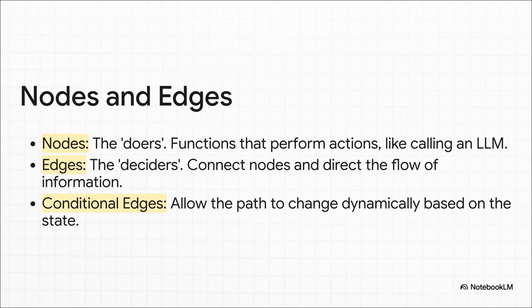Okay, so you have the state. Next, you have nodes and edges. Nodes are the doers. They're the functions that perform actions, like calling out to an LLM or using a tool. The edges are the deciders. They're the pathways that connect all these actions and direct the flow of information. But the real game changer here, the secret sauce, is the conditional edge. You can think of it like a smart traffic cop. It's constantly looking at the agent's current state, its working memory, and then decides which node, which action, to send the process to next. It's dynamic.